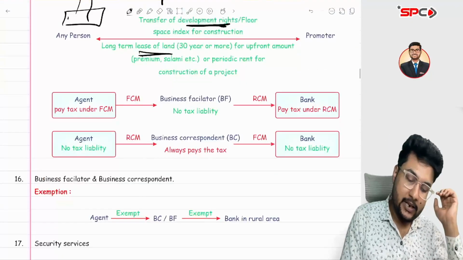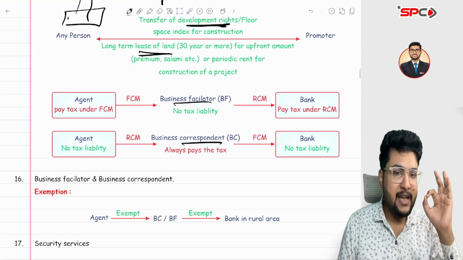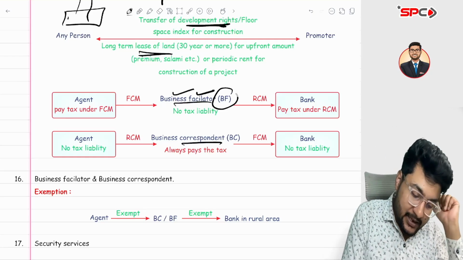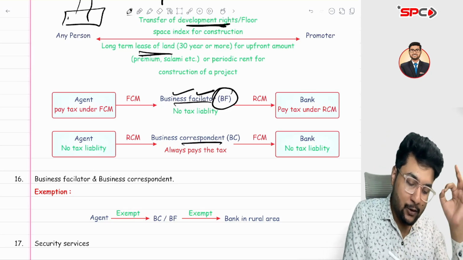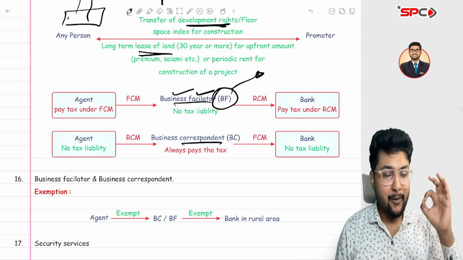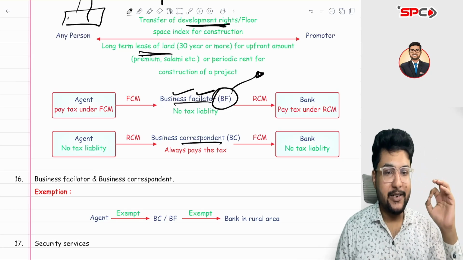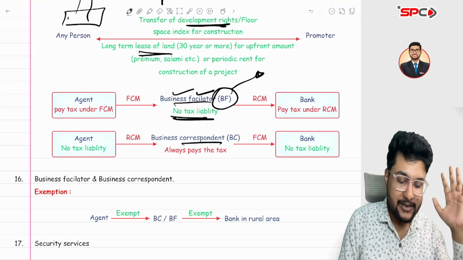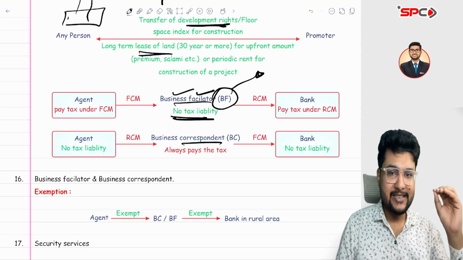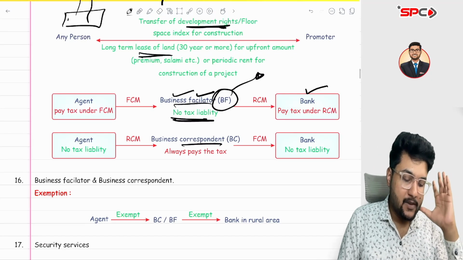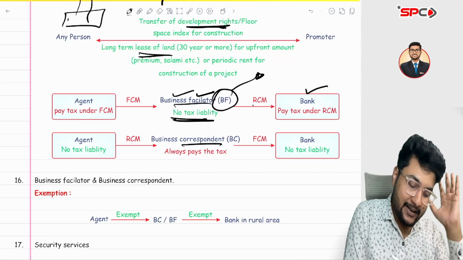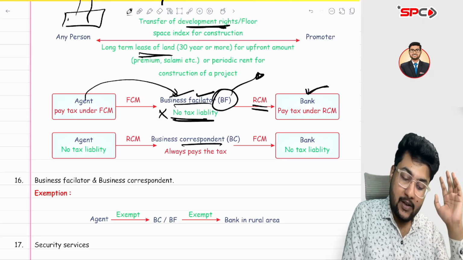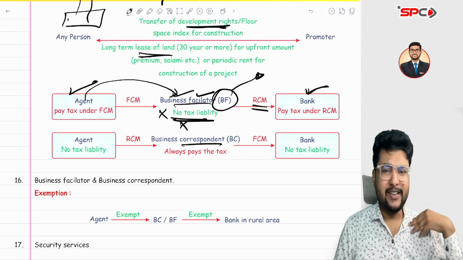Now the others are BF and BC. BF means business facilitator. Okay, it's very easy to remember. A BF girl always has one complaint: our boyfriend will not take any responsibility, right? So in GST also, BF will not take any responsibility, which means if a business facilitator is giving any services to any bank, then it is covered under RCM. Since BF will not take responsibility, the bank has to take it. Any agent supplying to BF, BF will not take responsibility, the agent will pay the tax.